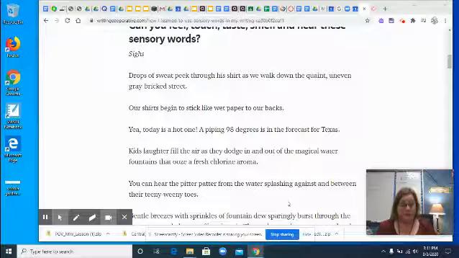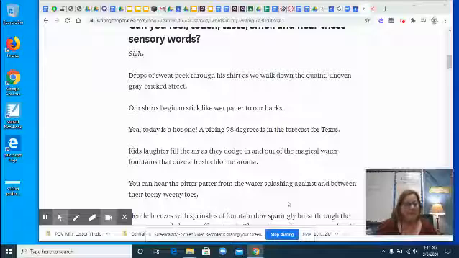Drops of sweat peeked through his shirt as we walked down the quaint, uneven gray brick street. Such a better way to say instead of just saying he walked down the street. Second example, our shirts began to stick like wet paper to our backs. So much more description, so much solid word choice as opposed to he was hot.